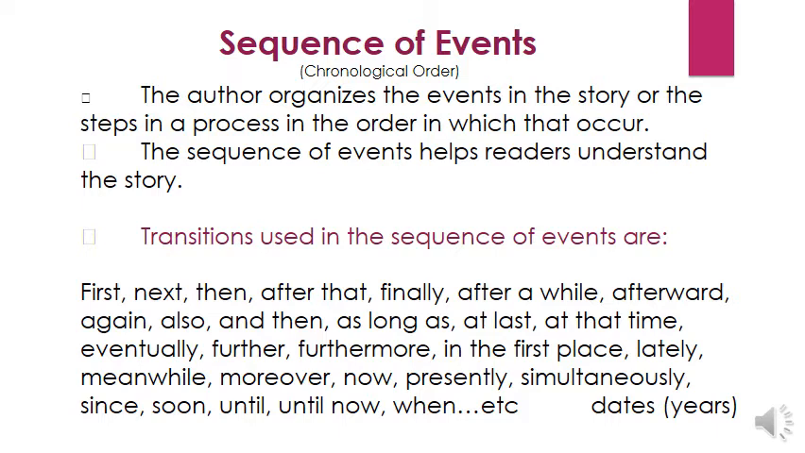And most of the time you might find this kind of order, this chronological order, in biographies, because they follow a certain time order. There are many transitions used in the sequence of events, like first, next, then, presently, now, moreover, until, and so on. And especially dates are also used in determining the time. For example, in 1991, in 1982, these are dates, and especially years, used in sequence of events.